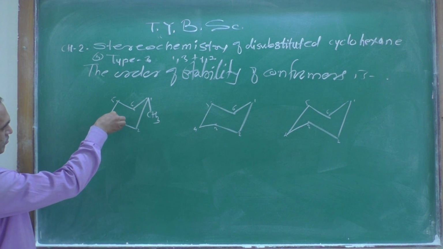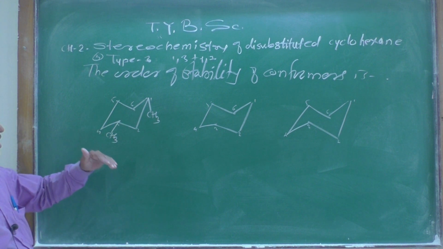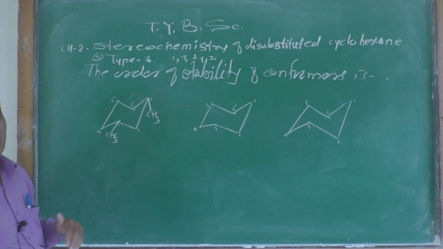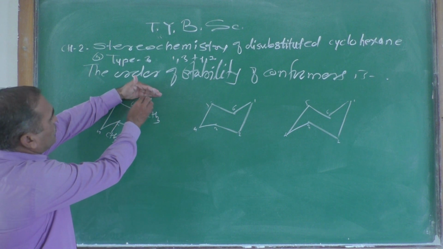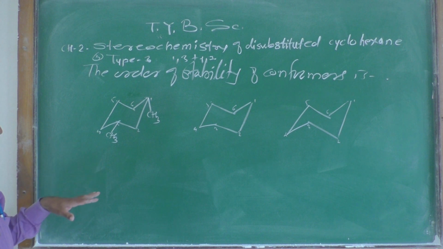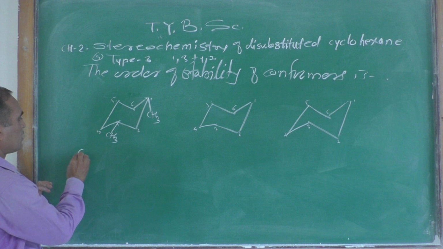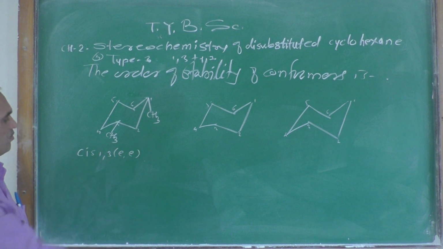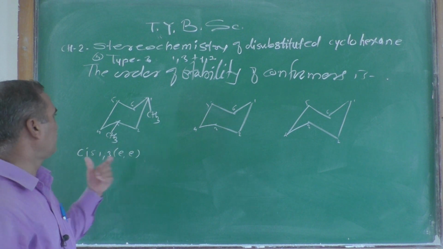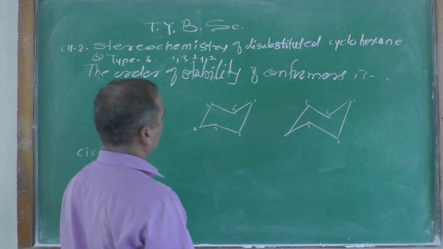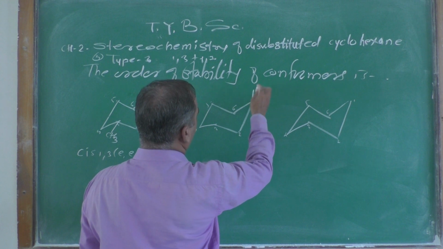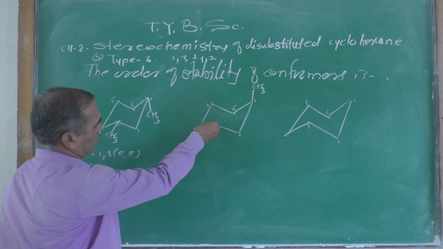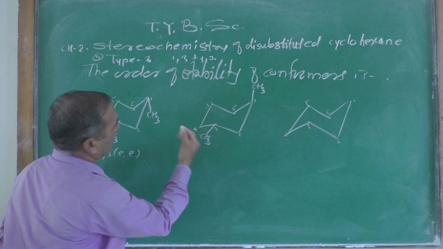Now let us look at another methyl group at this position. I have attached the methyl group at an equatorial position, and therefore what do I get? This methyl group is below the plane, and from that I know that this is a cis form. Cis 1,3, that is an EE form. Similarly, in this one I am going to draw one of the methyl groups at the axial position like this.